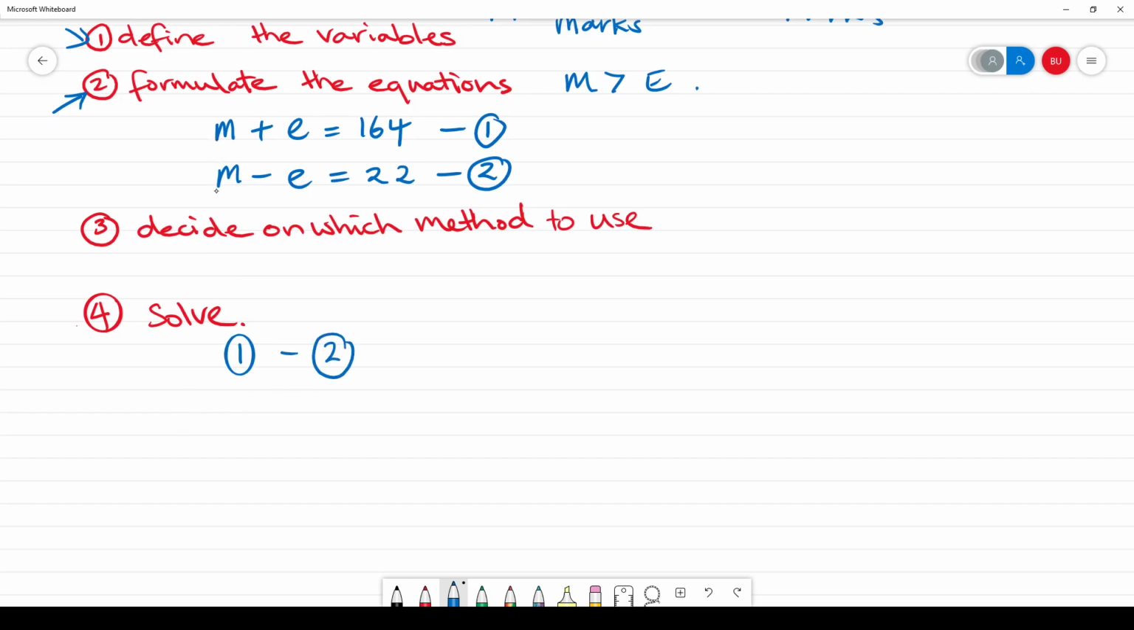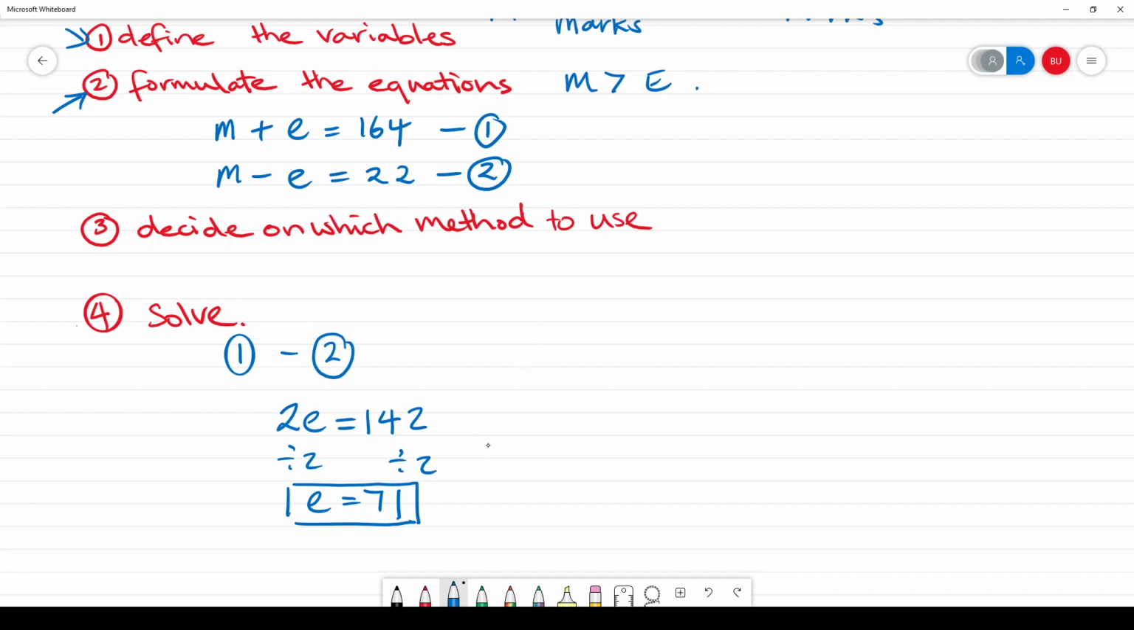So m take away m is nothing. e take away negative e, or minus e, becomes 2e, and 164 take away 22 is 142. So 2e equals 142. Dividing 2 to both sides, e is 71.